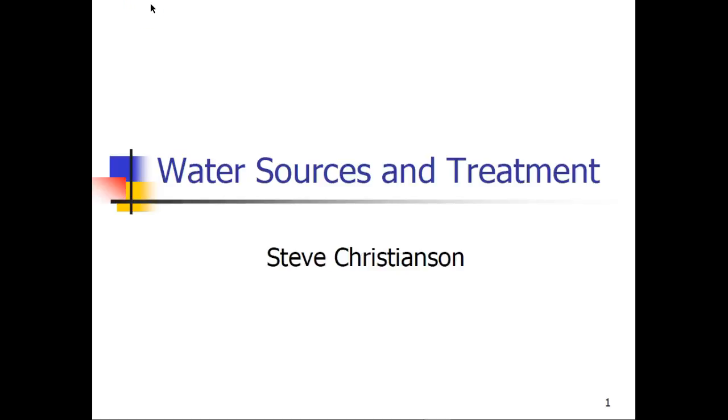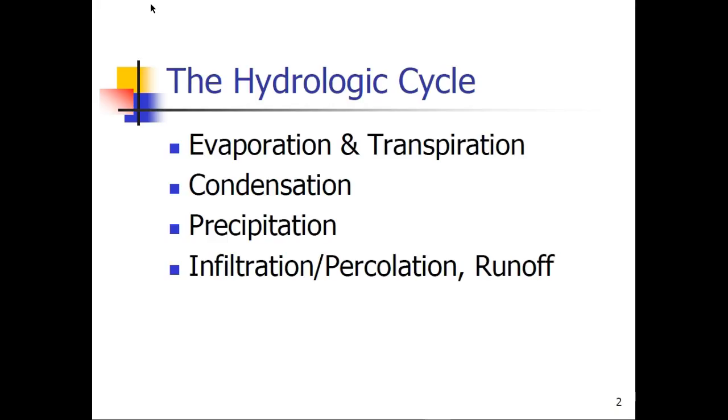Welcome back. Today we're going to be talking about Chapter 2, Water Sources and Treatment. Everything starts with the hydrological cycle, and this is the kind of thing that actually shows up on the Grade 1 tests, Grade 2 tests on both distribution and treatment. So we know we have evaporation and transpiration, condensation, precipitation, infiltration, percolation, and runoff.